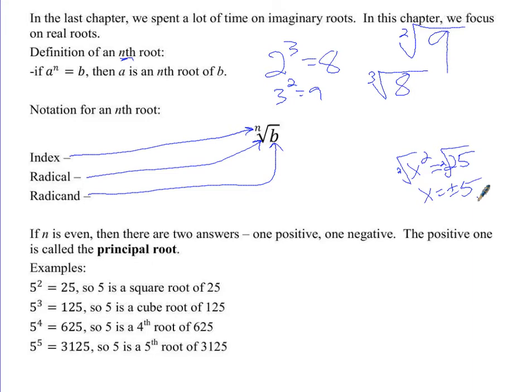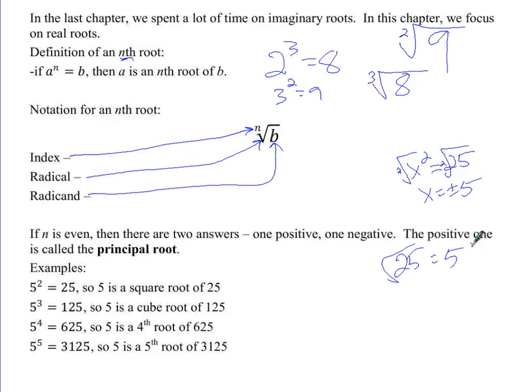The positive one is called the principal root. It's just what it's called. If I take the square root of 25 without an equation, then my answer is just 5, not plus or minus 5. So without an equation, we just keep the principal root as our answer. Square root of 25 equals 5.